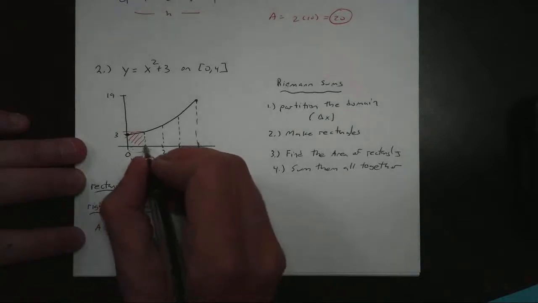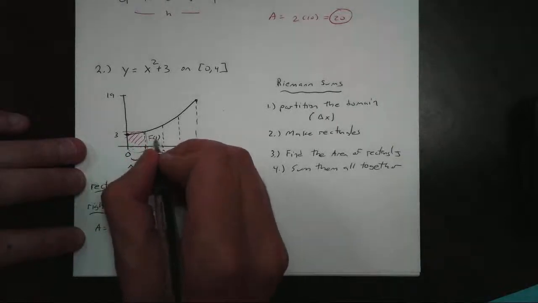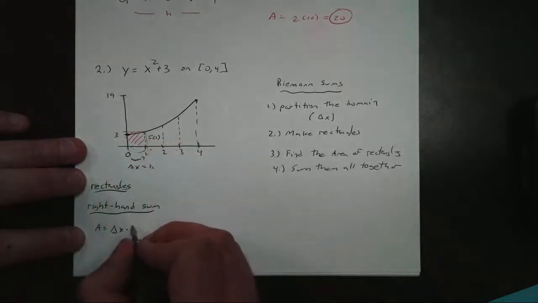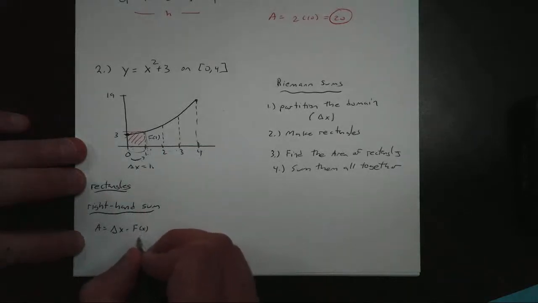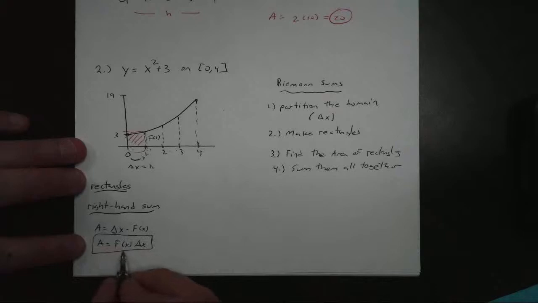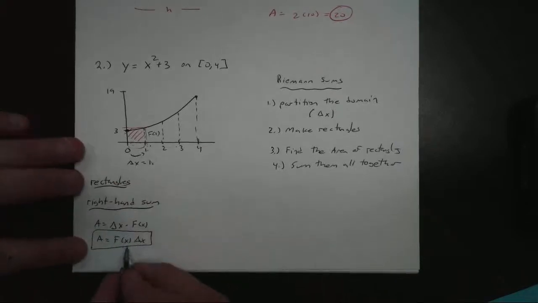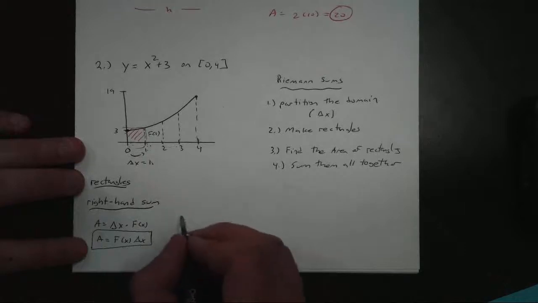Times the height of the function. Well, what's the height of the function? Well, that's just f of 1. So basically, simplistically, it's delta x f of x, or in other words, f of x delta x. That's how you find the area of just one rectangle: the value of the function times its width on the bottom. This should look familiar. It is our differential.